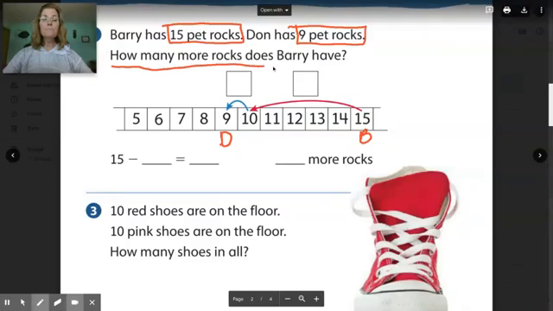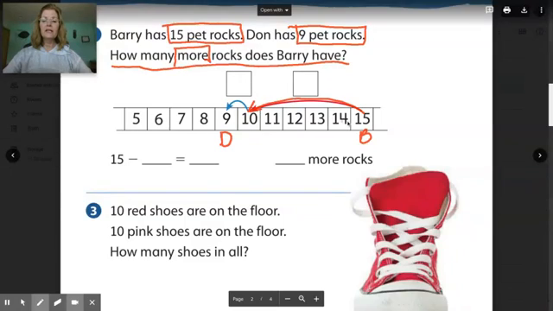How many more rocks does Barry have? So if Dawn has 9 and Barry has 15, we need to figure out how many more. So we could either count up or count back, but they already have this one set up for us for subtraction. So I know that if I'm subtracting to find the difference, I'm going to start with 15 and I want to make a 10 to subtract.